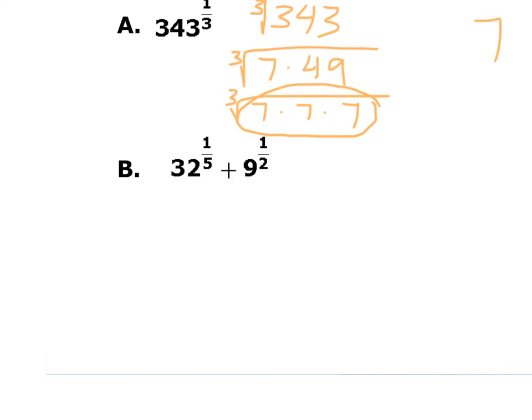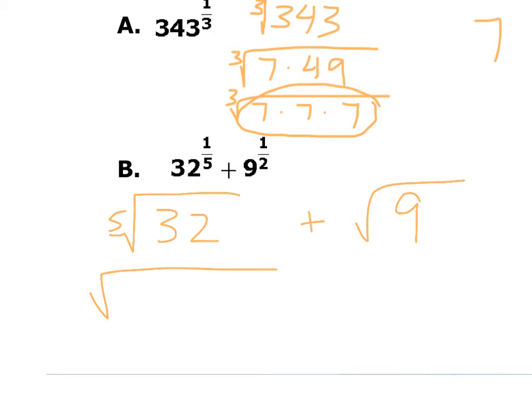Okay, let's look at example B. So now we have the 5th root of 32 plus the square root of 9. We're just going to treat this as 2 separate problems, and then we're going to add them together at the end. So what are some factors of 32? 2 and 16. What are our factors of 16? 8 and 2.